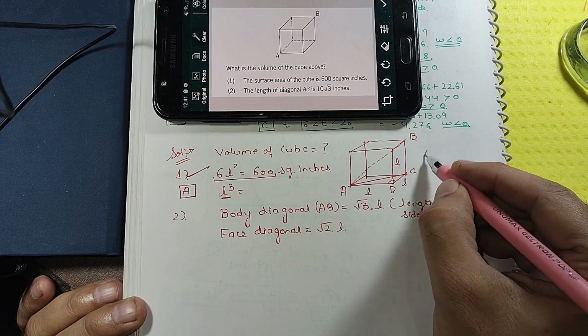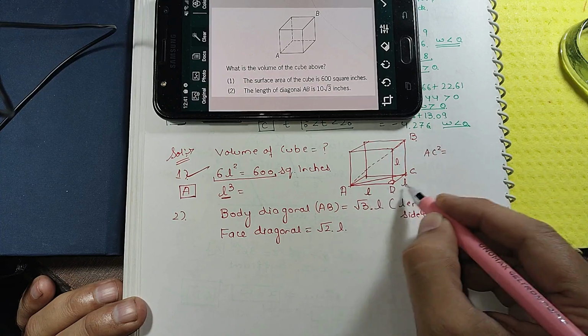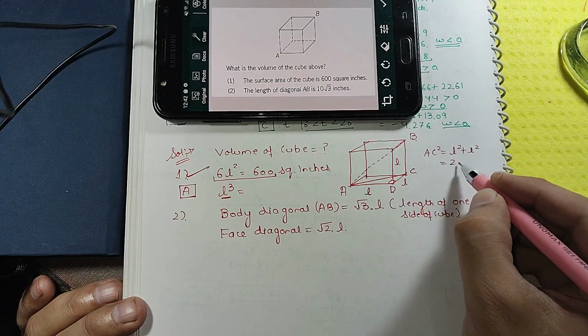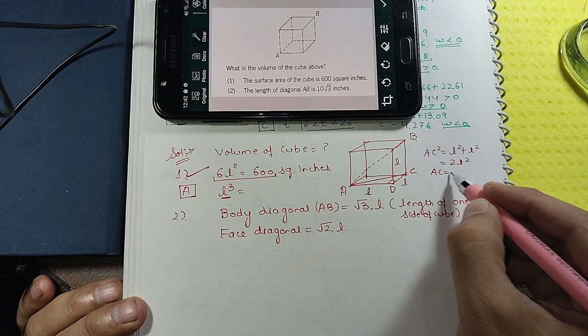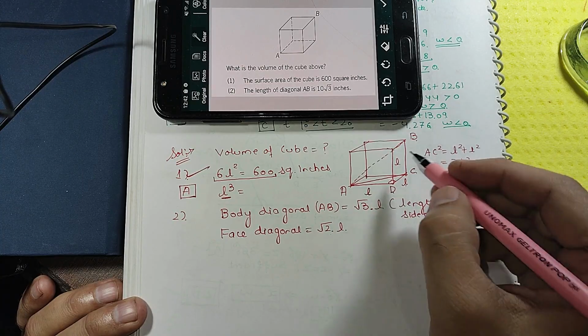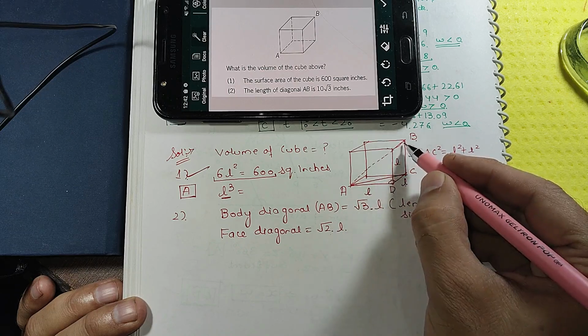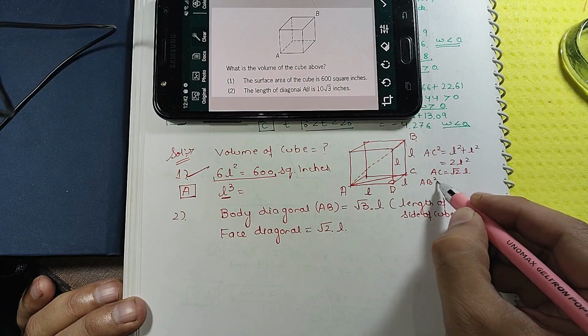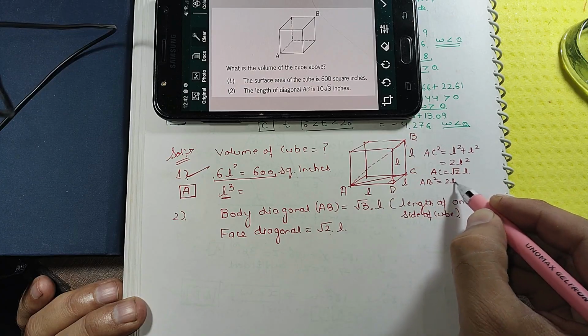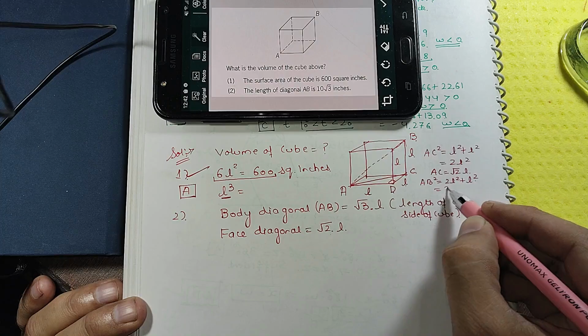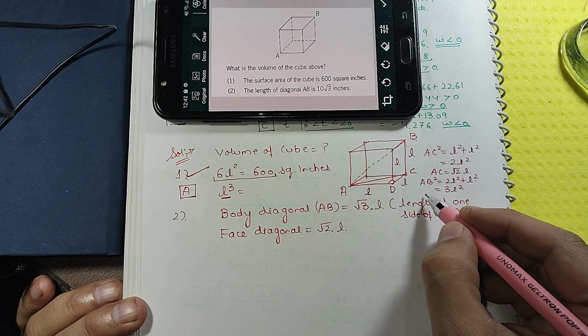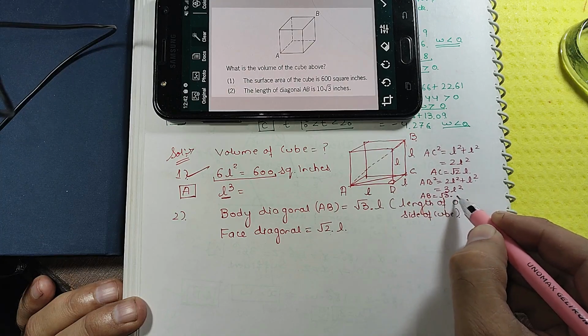So if you want, we can solve this. AC is the face diagonal, so AC square is equal to L square plus L square. So this is basically 2L square. So from here, AC comes out to be root 2 into L, right? Now, this is AC and this is B, which is also equal to L. So for finding AB, AB square will be equal to root 2L square, which is 2L square, plus this L square. So this is basically 3L square. So body diagonal AB is equal to root 3 multiplied by L, right?